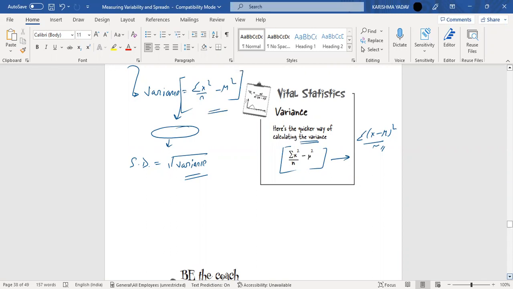Now the advantage of this method is that you don't have to calculate (x minus mu) square, which means that it's less tricky to deal with and there's less chance that you will make a mistake.